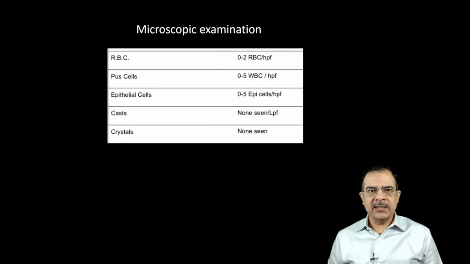In the microscopic examination, we check for the red blood cells, erythrocytes. Normal value is less than 2 RBCs per high power field. Pus cells are WBCs, so it is less than 5 WBCs per high power field. Epithelial cells can be squamous epithelial cells or transitional cells, so the value is less than 5. Casts are usually not seen. Crystals are not seen. One by one, we'll discuss the abnormalities of urine analysis.